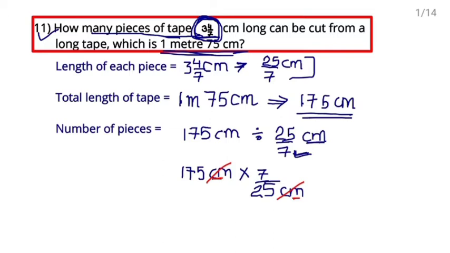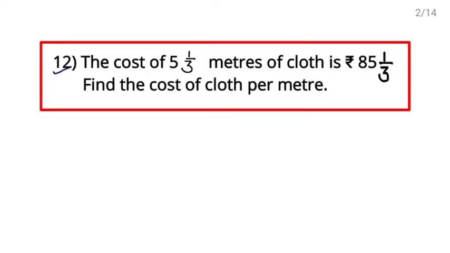Now 25 sevens are 175. So what you are getting? In numerator you have 7 multiplied by 7, which means 49. So 49 pieces can be cut. This is your answer. Next, question number 12.